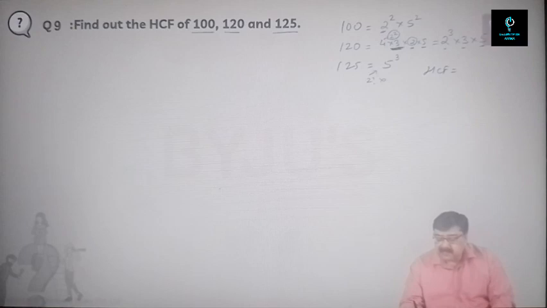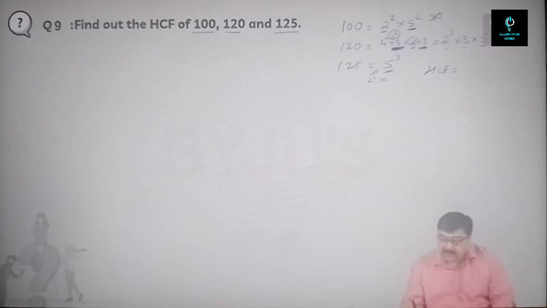3 is present here, but do we have 3 here as a prime factor of 100? No. It is not a factor of 100. It is not a factor of 125 also. So 3 is also ignored. Then 5 is given as a factor for 100, 5 is a factor for 120, and 5 is a factor of 125.